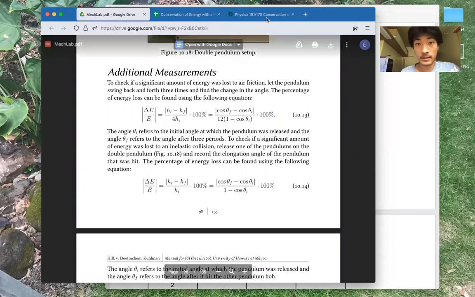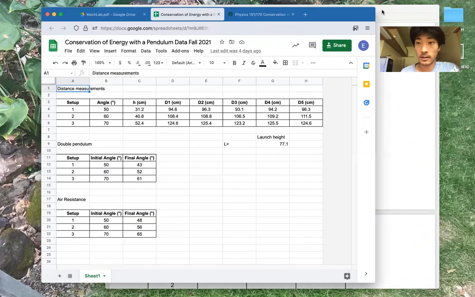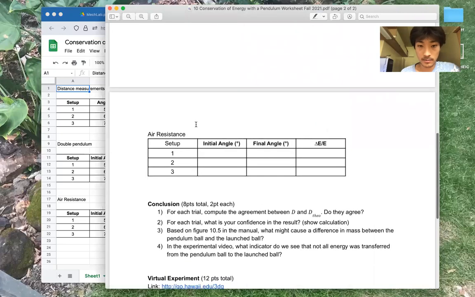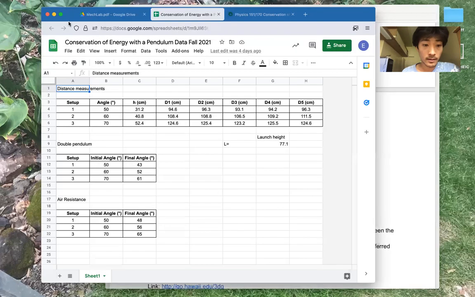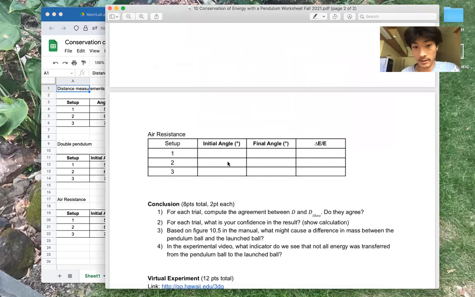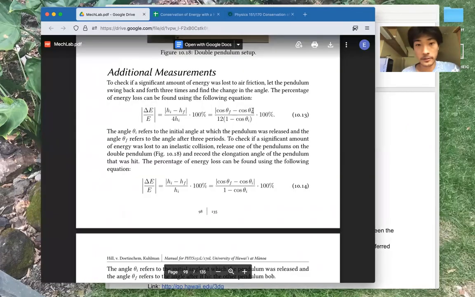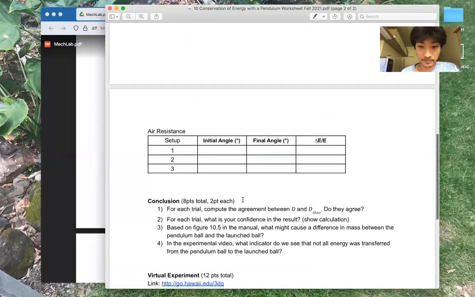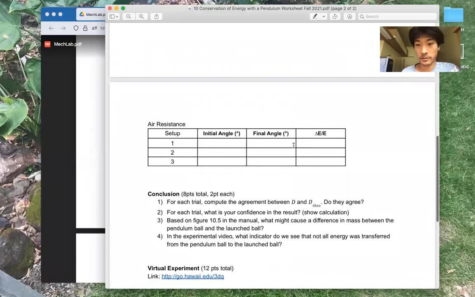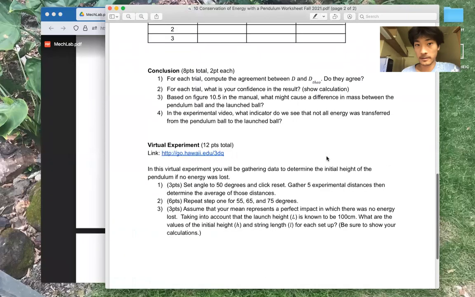Okay, so next, we're going to look at this last box, the bottom box. This air resistance one is where the pendulum just swings back and forth. And this is related to this air resistance data at the bottom here. So use that to fill this out, as well as equation 10.13. Actually, for this last column, use 10.13. Okay, so that's how you do that.